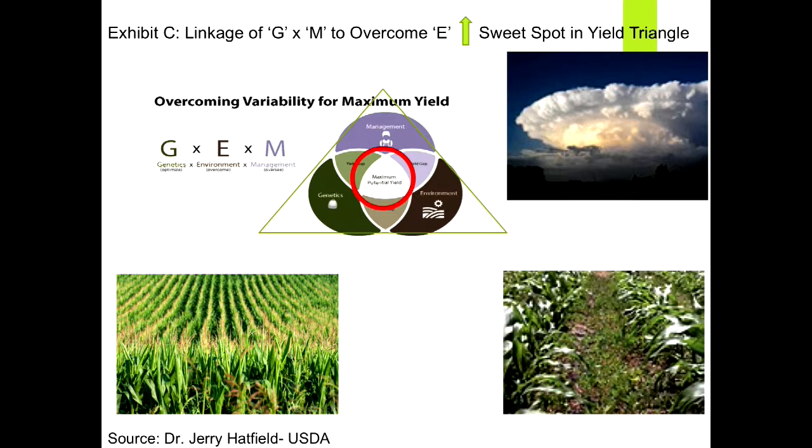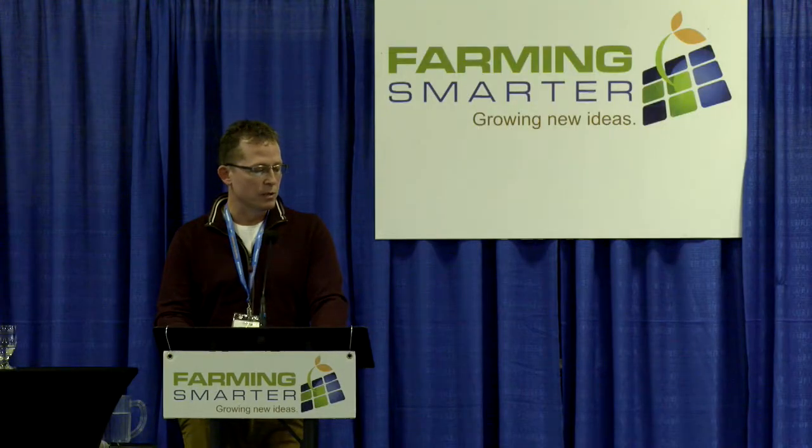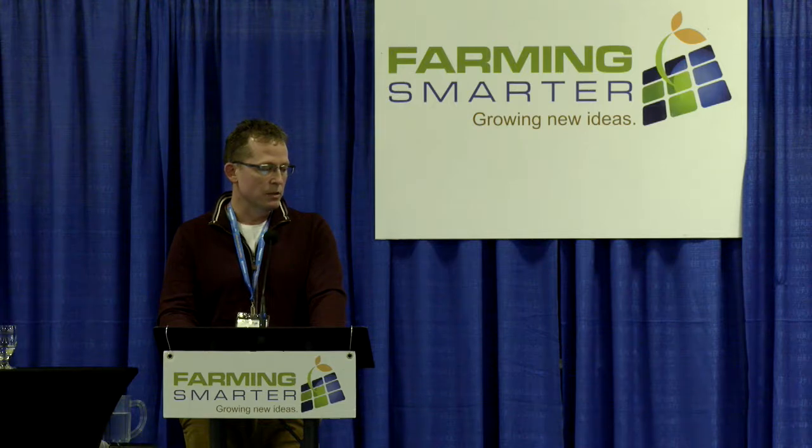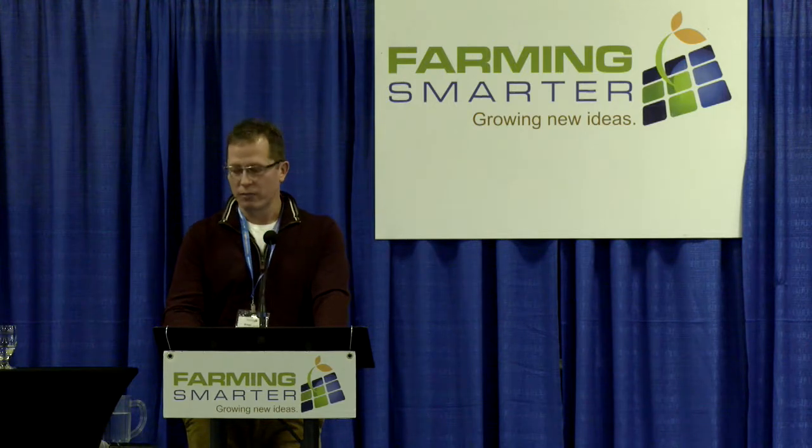And so I'm going to end with my last exhibit C here, of a yield triangle, and this, I think, is really what I would drive home: if you can really maximize genetics and the management, what you do is you start to expand the triangle, and you expand that sweet spot in the middle where your optimum yield is coming from. So with that, I thank you for your attention.